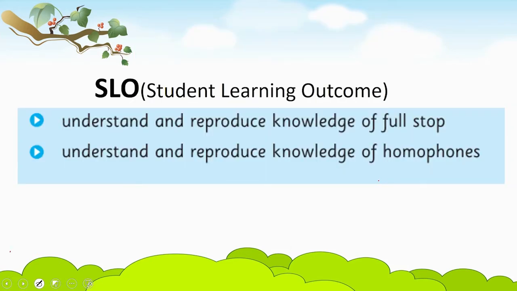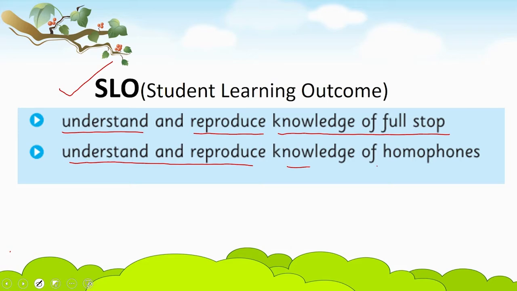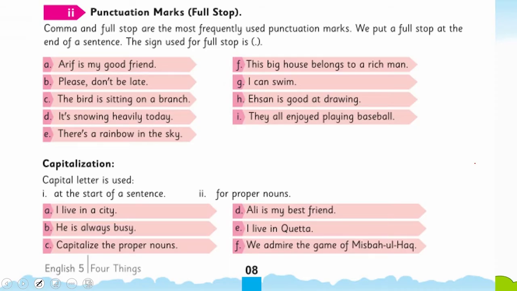As I have earlier mentioned, our today's student learning outcomes, or SLOs, are to understand and reproduce knowledge of full stop, and to understand and reproduce knowledge of homophones. Firstly, we are going to study the full stops because they come under the category of punctuation marks. That is why we have mentioned it here.